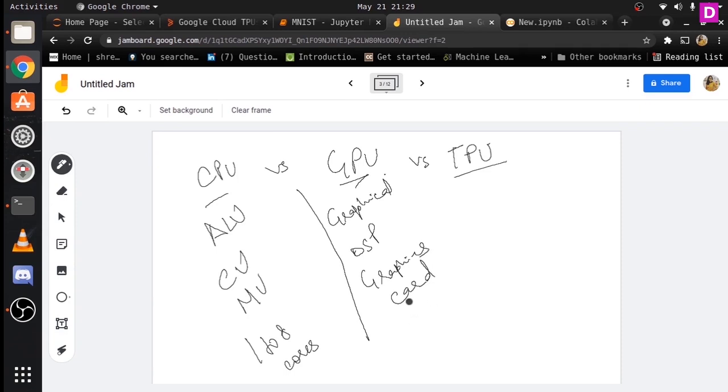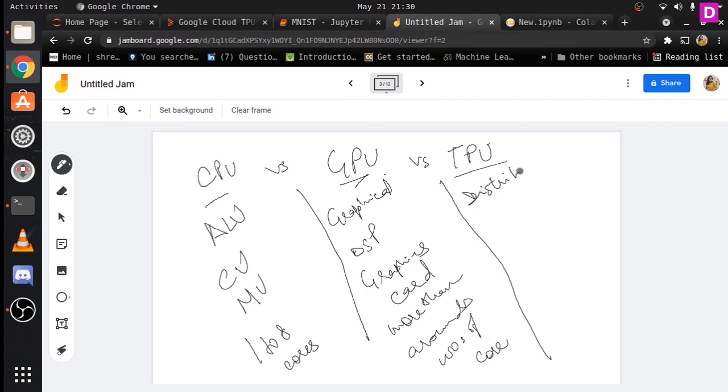And other than that, GPU has around hundreds of cores. So why this core thing is important, I will mention. But here we have then TPU. So TPU is basically a distributed GPU. This is like the fastest if you are using it for any deep learning running. You might have heard that sometimes a model takes a lot of time.